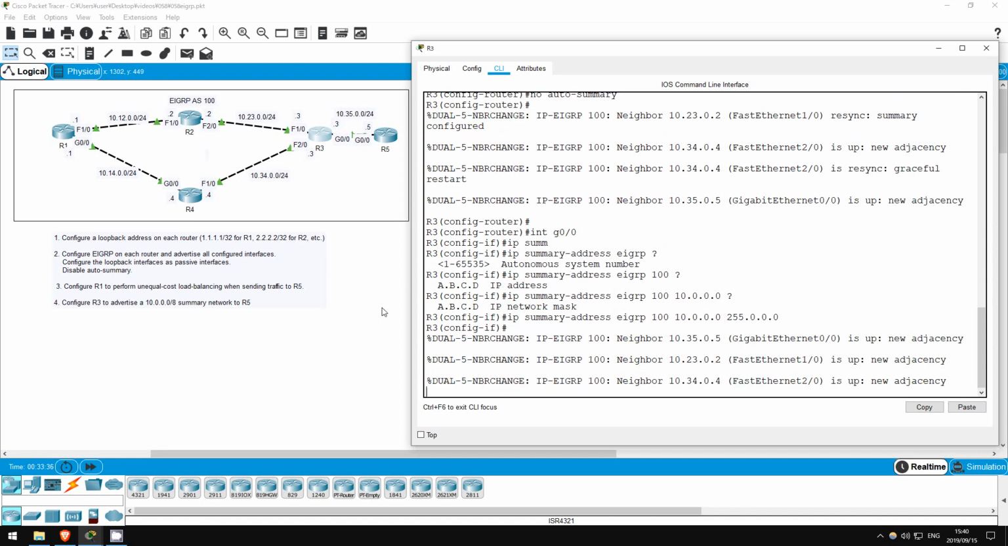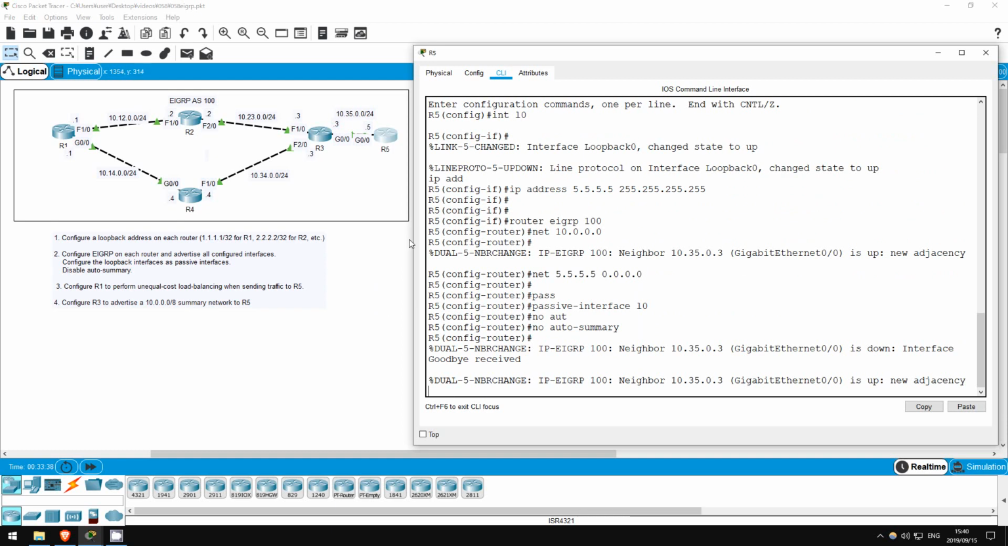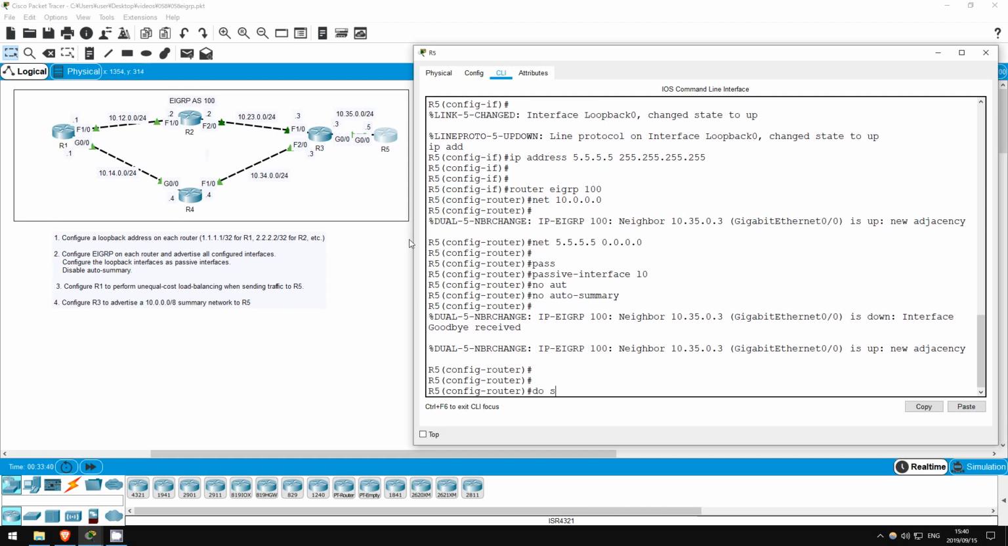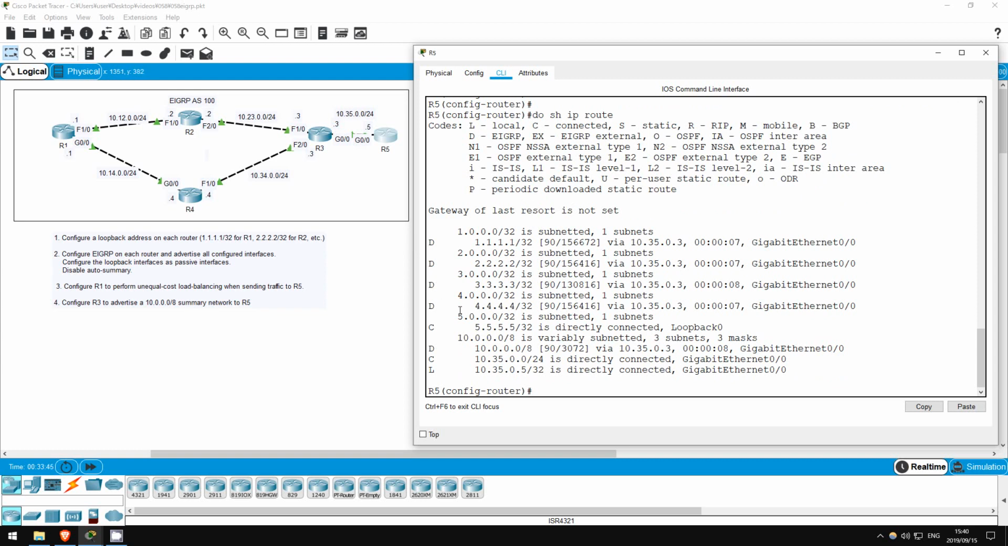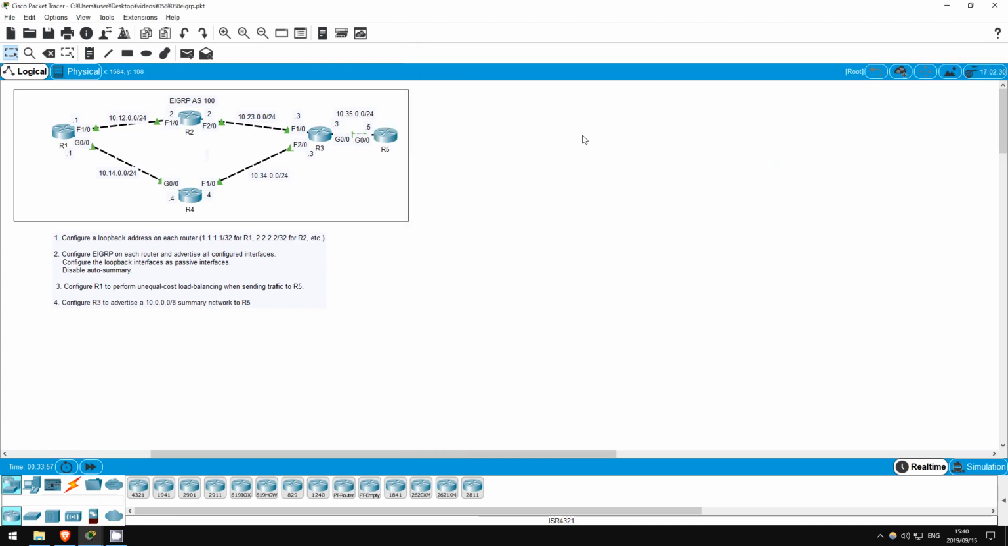Let's check it out on R5. Do show ip route. There it is. R5 has now learned a 10.0.0.0/8 summary address instead of all of those separate networks. In this lab, we did a basic EIGRP configuration with unequal cost load balancing and some manual summarization. That's all for this lab.